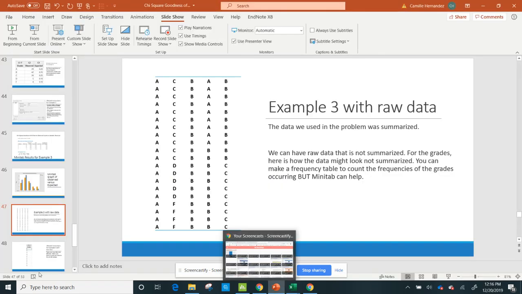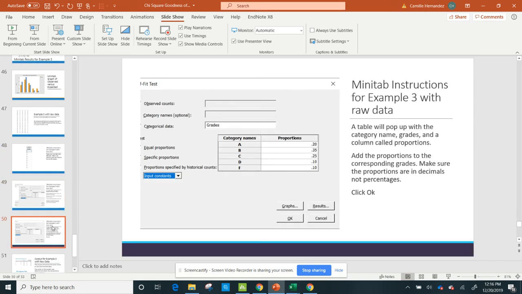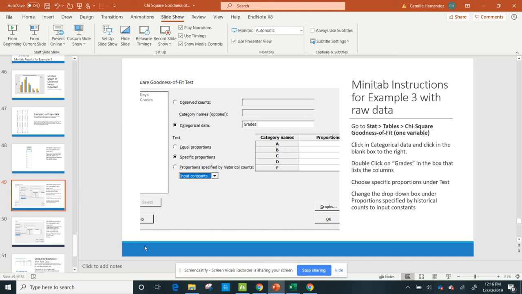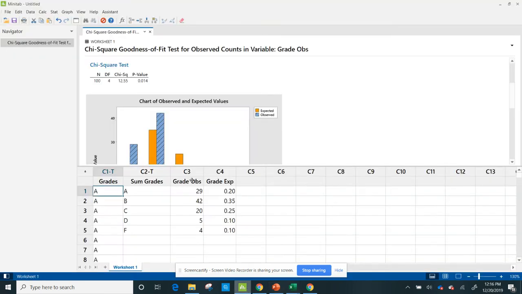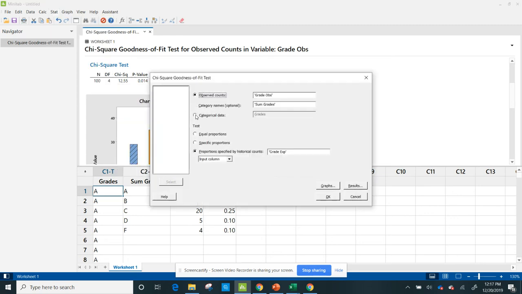And again, if I go to the PowerPoint, I walk you through how to do this. Okay, so let's do it. I'm going to show you how to do it. I'm going to go back to Minitab. I'm going to go to Stats, Tables, one variable. This time, I'm going to call it categorical data. Why am I calling it categorical data? That to me says, okay, go find my raw data. So then I'm going to click on my raw data. Why? Because remember that first column of grades is all my raw data.